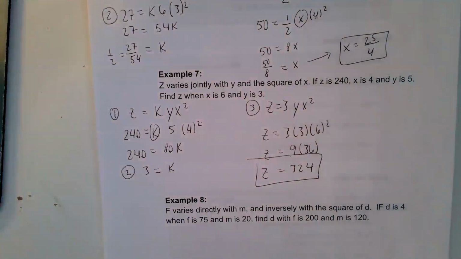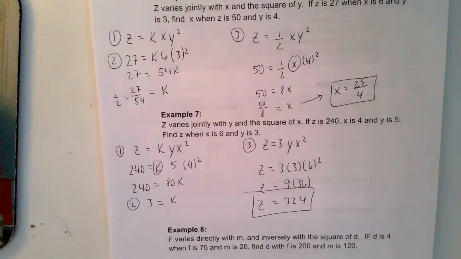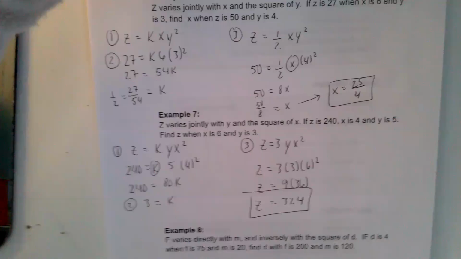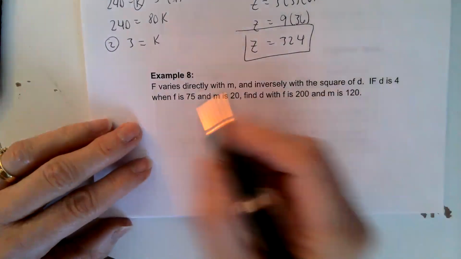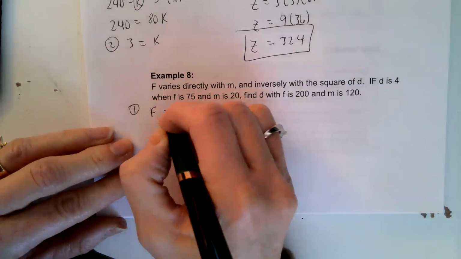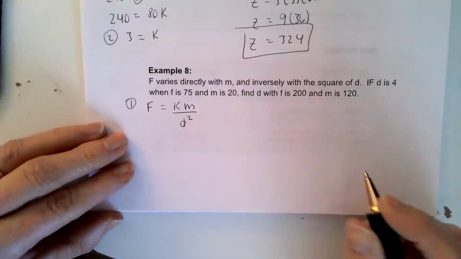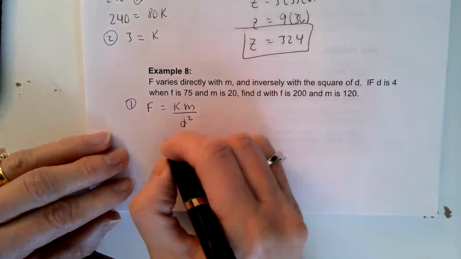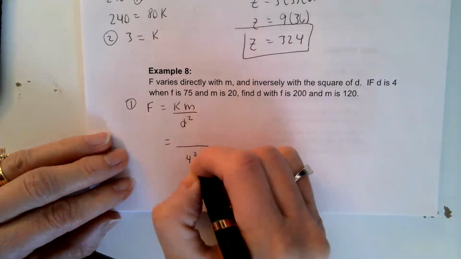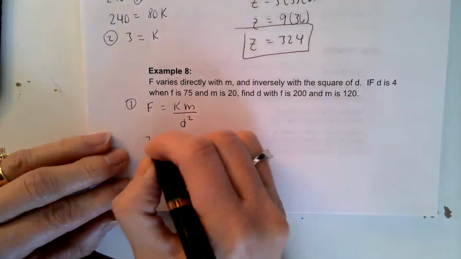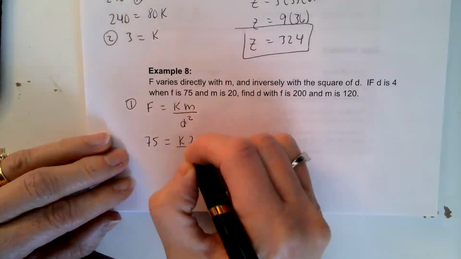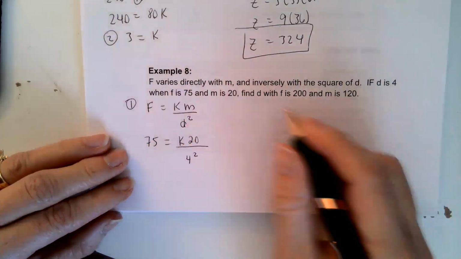Let's put these over here and see what questions you have. See if you can try the next one on your own by getting started. F varies directly with m and inversely with the square of d. So F varies directly with m and inversely with the square of d. If d is 4, when f is 75 and m is 20, find, okay, that'll be the last part.